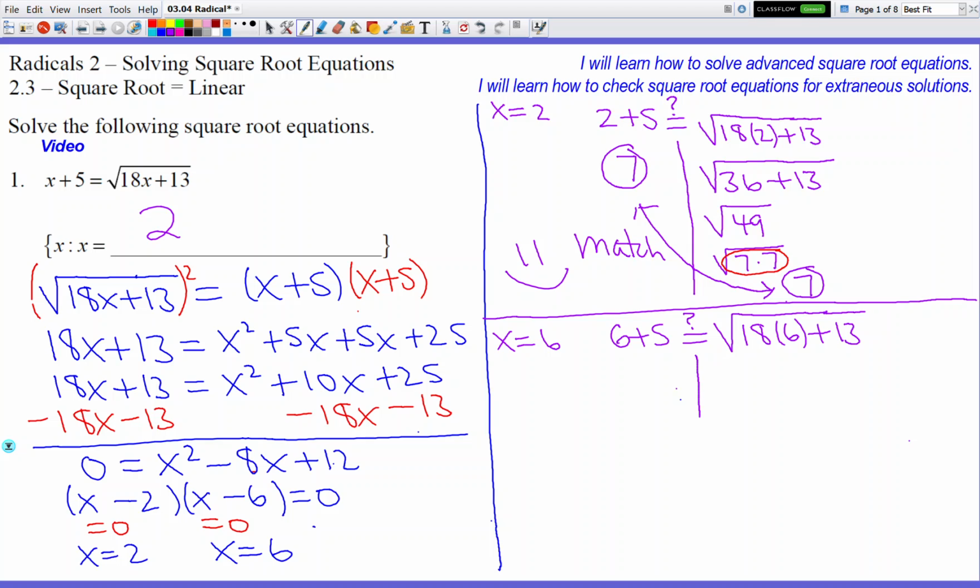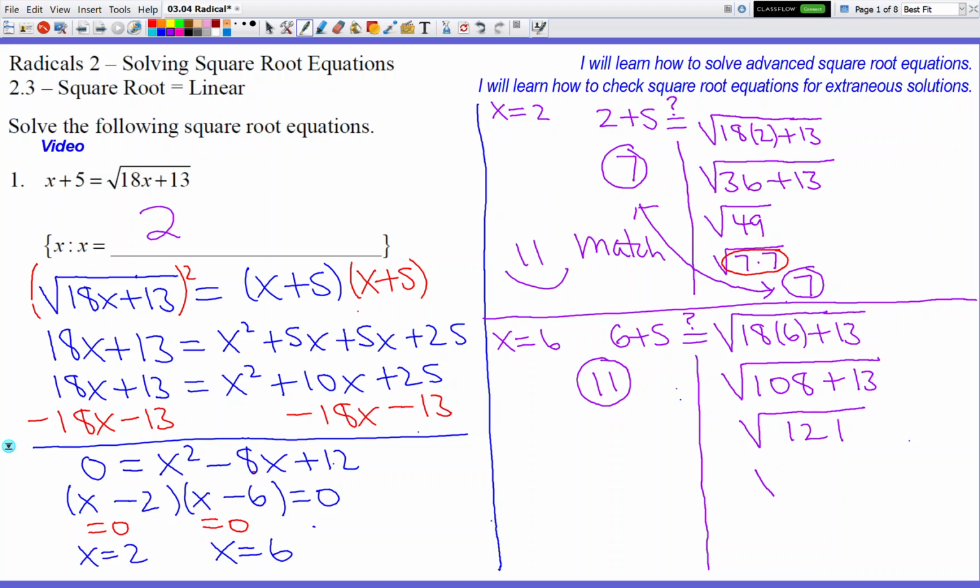And draw a line to signify we can't allow the 2 sides to interact. So we got 11 on the left side. So let's hope we can get an 11 on the right side. So what do we got? We got square root of 18 times 6. What is that? Is that like 108? Yeah, it is. I hope it is. Okay, 108, plus 13. And then that's going to make square root of 121.